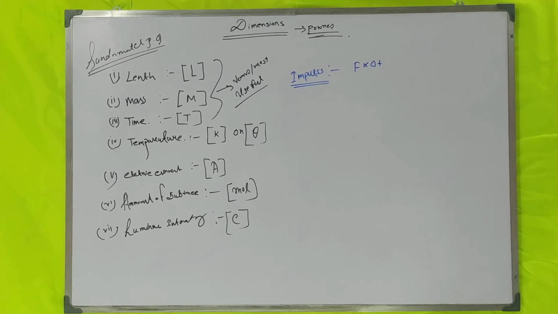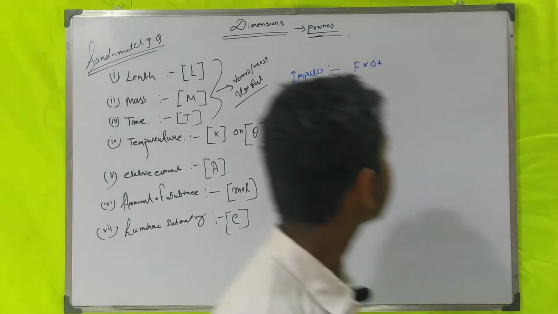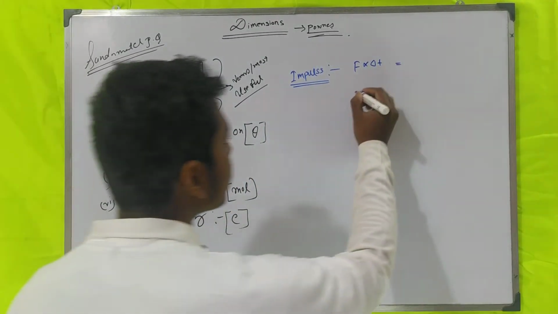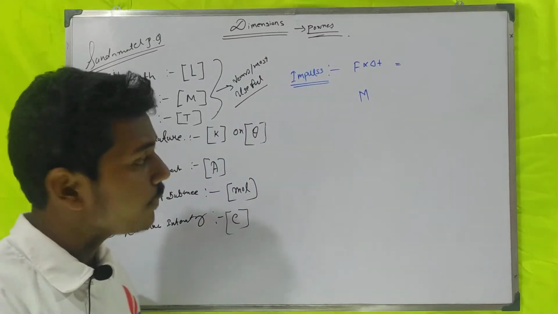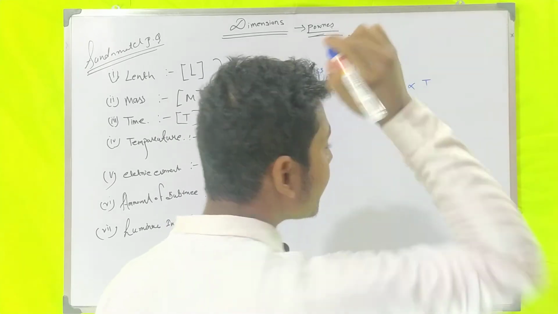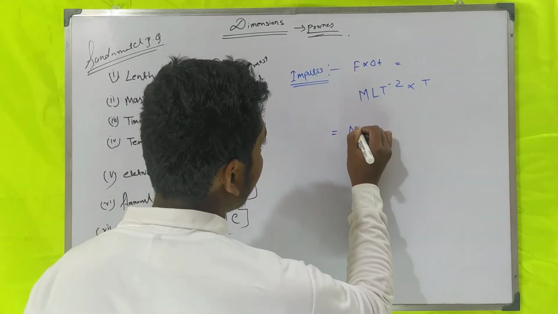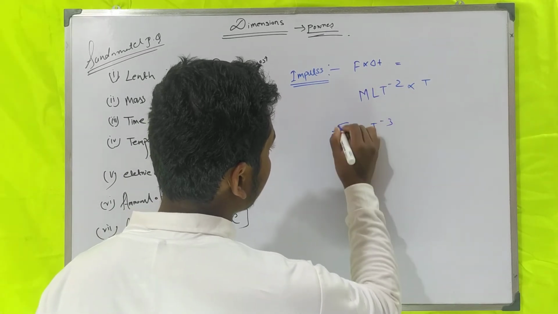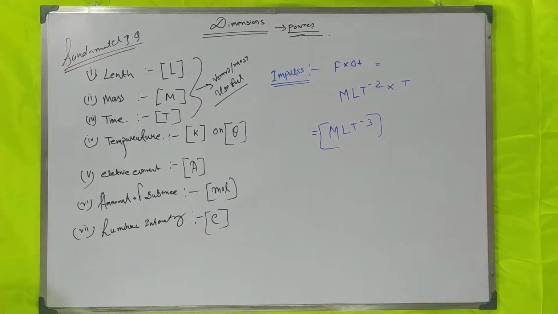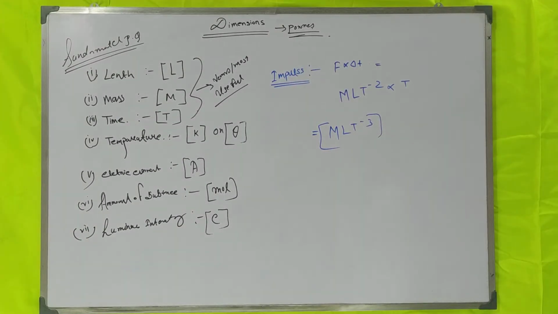Now we will talk about the impulse. What is the impulse? The impulse formula is F into delta t, meaning change in time. So what is the dimension of force? M L T^-2, into the dimension of delta t, which is T. So we can find M L T^-1. Is it clear to all? So we can find the dimension of impulse as M L T^-1.